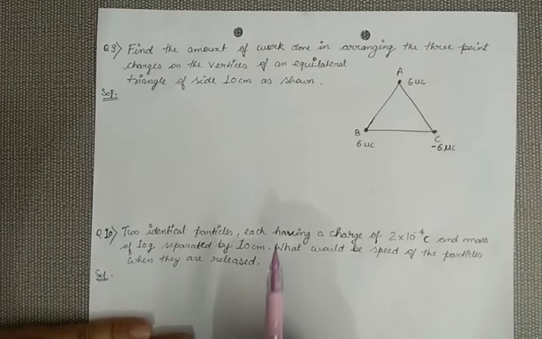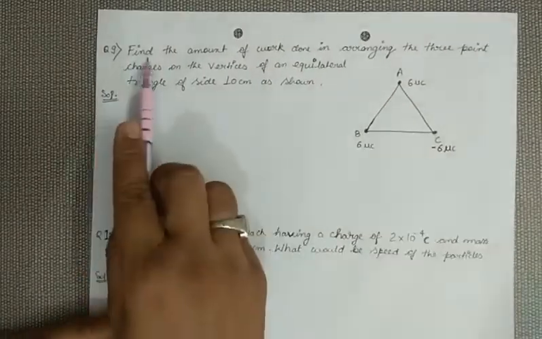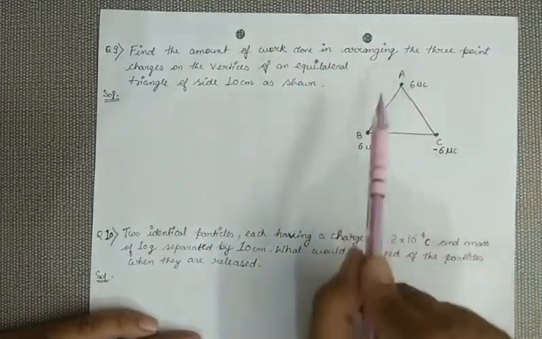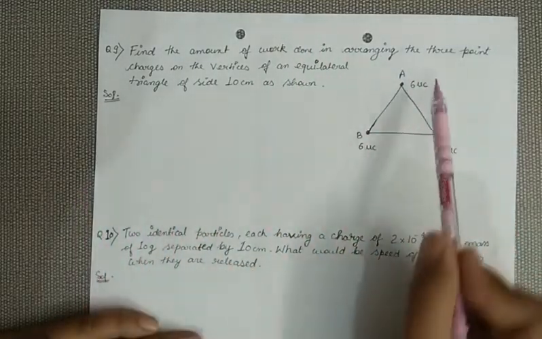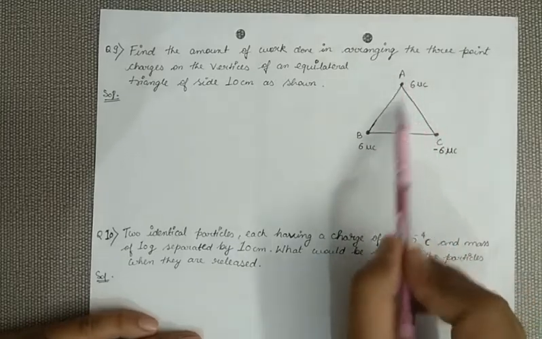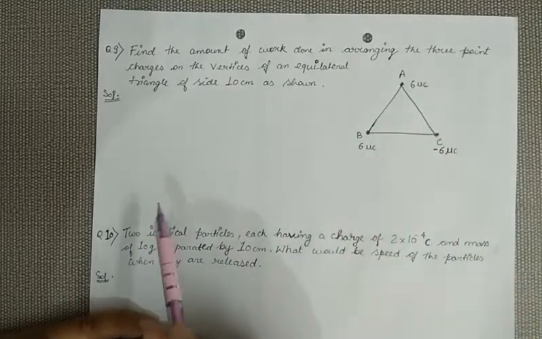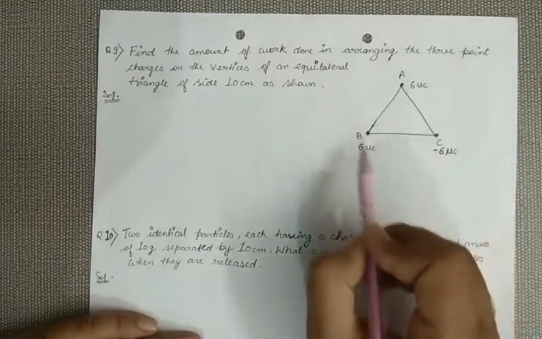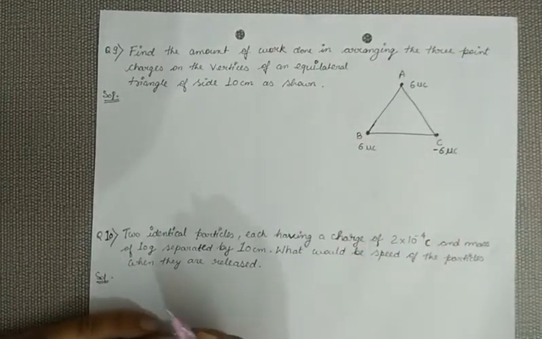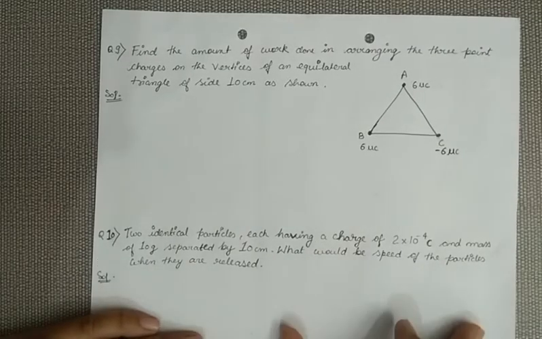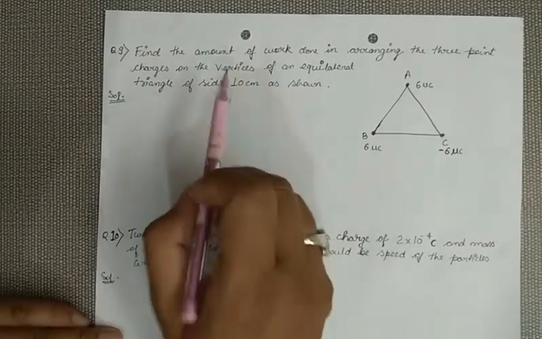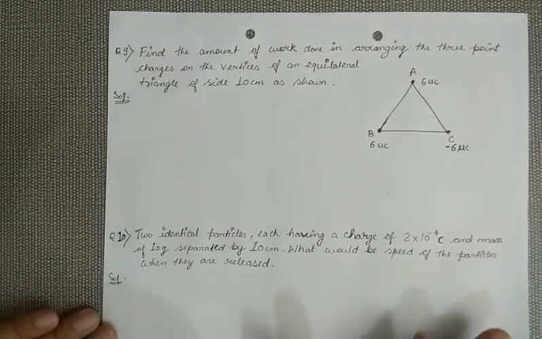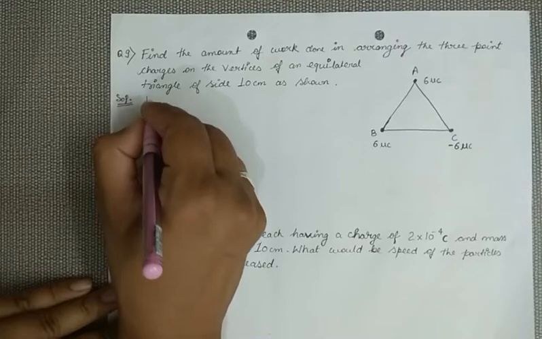Move to our next question. We have to find the amount of work done in arranging all the three charges, and these three charges are kept on the vertices of an equilateral triangle, and the side of the equilateral triangle is 10 centimeter. So to construct this figure, how much energy is required or how much total amount of work is done. It can also be given to find the total energy required. So see, work done to bring the charge.